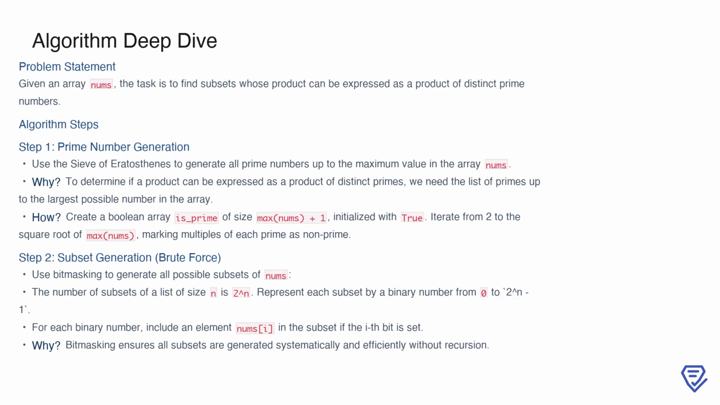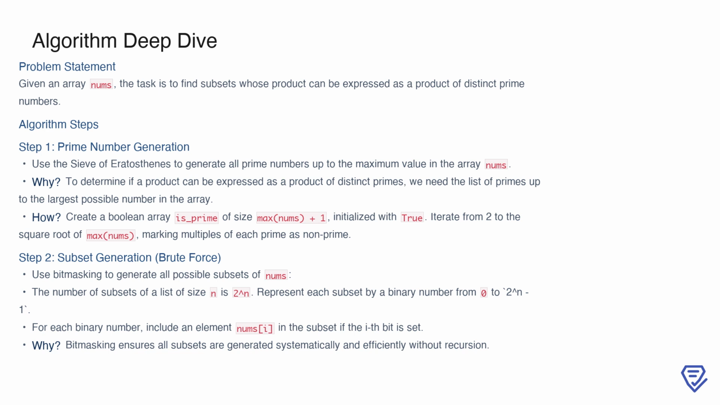The problem asks us to find subsets of an array whose product can be expressed as a product of distinct prime numbers. To achieve this, the first step is to generate all the prime numbers up to the maximum value in the array. This is done using the sieve of Eratosthenes, which is an efficient algorithm for prime generation. By creating a Boolean array called is_prime and marking non-prime numbers as false, we can systematically identify all primes up to the largest number in the array. This is crucial because determining if a product is valid requires knowing the primes it can be factored into.